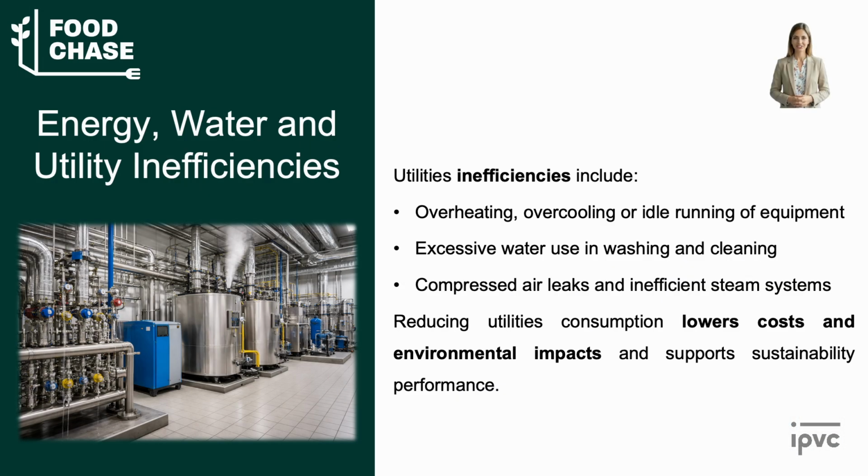Another category of inefficiency in food processing relates to utilities, including energy, water, and other support systems. Inefficiencies may include overheating or overcooling, running equipment while idle, excessive water usage in washing and cleaning operations, compressed air leaks, and inefficient steam systems. Operational and waste management studies in the food and beverage sector emphasize that better measurement and control of utilities can reduce costs and environmental impact simultaneously. Reducing utility consumption supports both financial and sustainability performance, which are increasingly important dimensions in food supply chains.